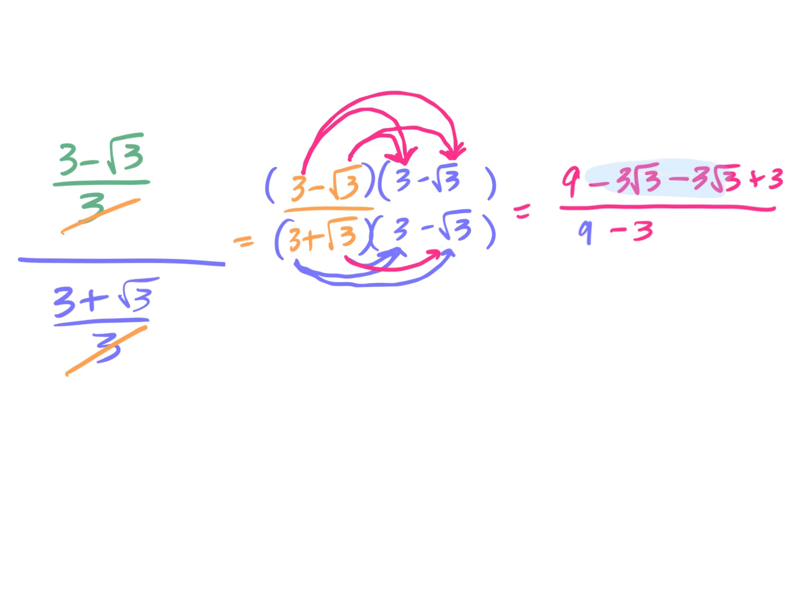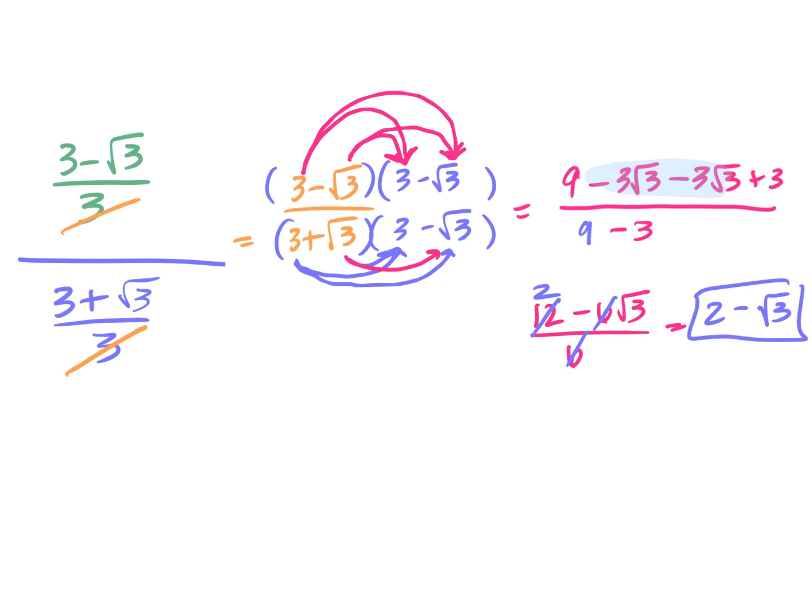Nice. He says 9 plus 3 gets me 12. Negative 3 root 3 minus 3 root 3 is negative 6 root 3. All over 6. Final answer: 2 minus root 3. Yep, you got it.